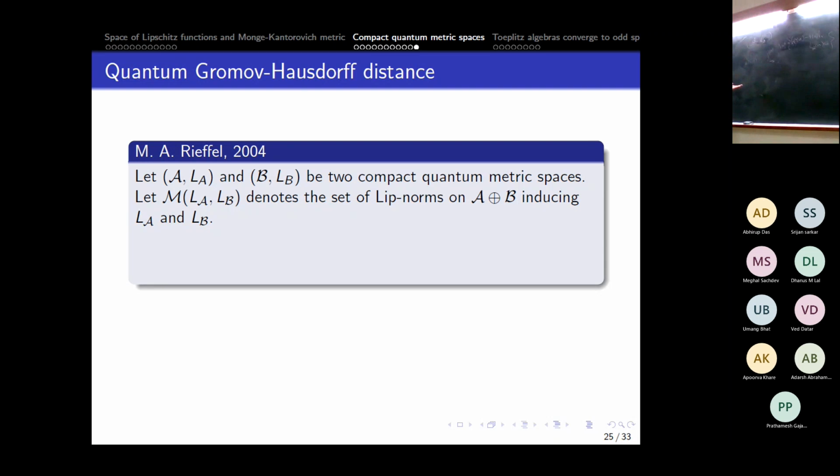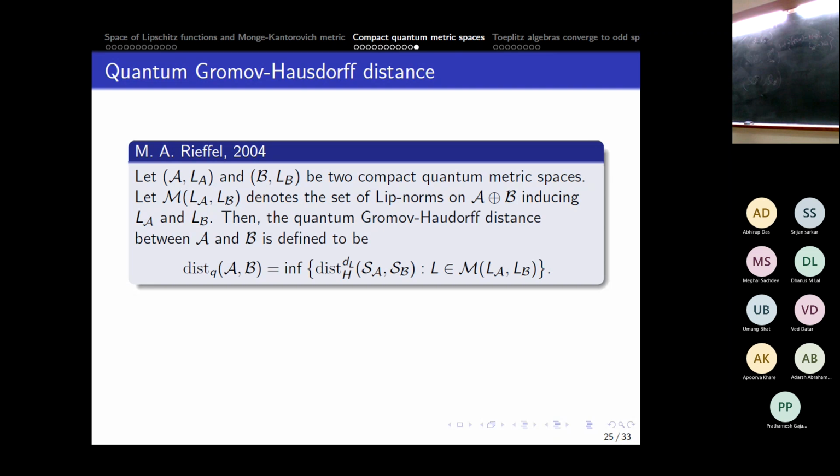The topology was actually the weak star topology. So now S(A) and S(B) with rho LA and rho LB are compact metric spaces, so we can define the Hausdorff distance between them. So what will be the quantum Gromov-Hausdorff distance? Just take the infimum over all those L, the Lip norm on the direct sum A plus B, which is from this set M(LA, LB). Now, what was your expectation, that this should be a proper metric?